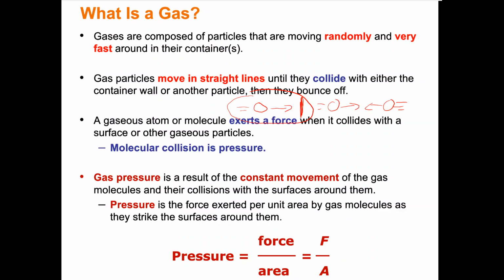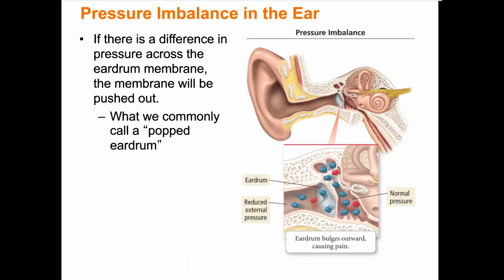Okay, so how are we going to define this pressure? Gas pressure is a result of constant movement of the gas molecules and their collisions with the surfaces all around them. And our formal equation here: pressure is the force exerted per unit area by gas molecules as they strike the surfaces around them. As they strike, that's what I was saying before, as they strike the surface around them. So pressure is defined as force per area, or in other words, force over area.